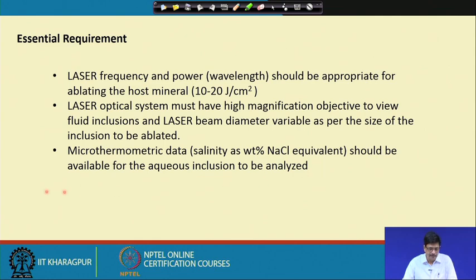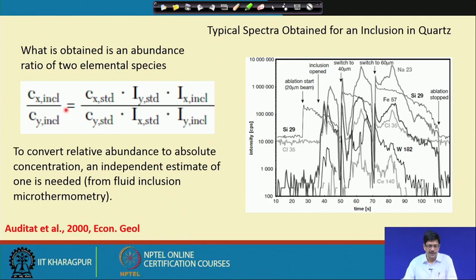So, the microthermometric data should be available, because prior microthermometric data where the salinity in weight percent equivalent should be available. Why is it here? It is mentioned.